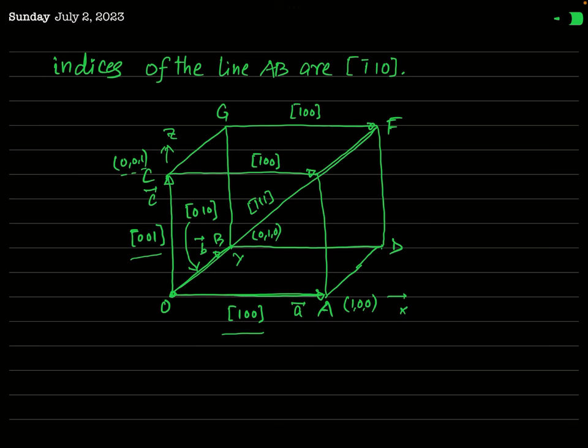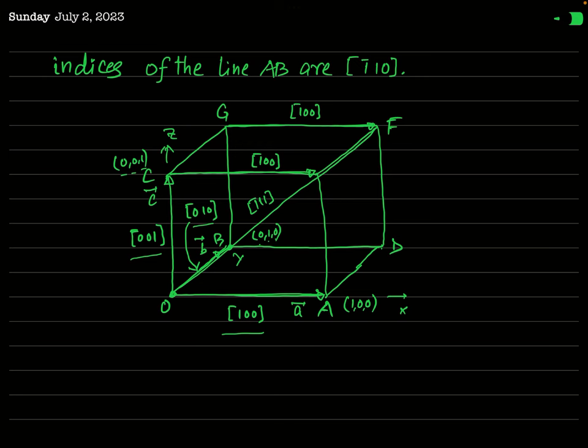And in a similar manner, if you want to write the indices for this direction OB, since this direction lies along one of the edges of this cube, its coordinates, you can see, will be what? The coordinates of this point B will be 0, 1, 0. So the indices representing this direction OB will be written as 0, 1, 0 inside this square bracket. In a similar manner, you can write the indices for the other edges of the cube.